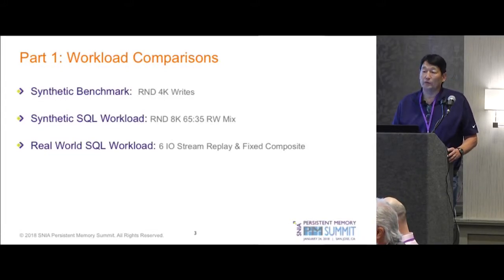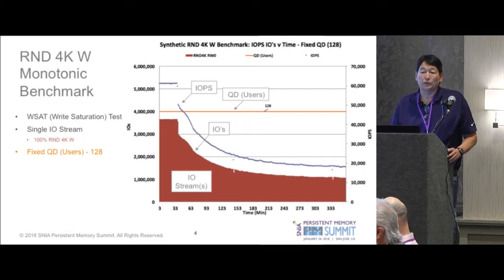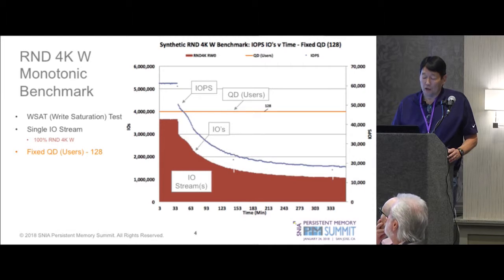So what do we mean when we say a random 4K benchmark? Basically, it's a single I/O stream that's just run monotonically. We usually keep the queue depth and thread count fixed, and it just runs across. In this case, all the red are the random 4K writes. For each I/O command, everything is a random 4K write. You can see the I/O count at the top of the red zone. You can see the blue IOPS, and the orange line is the queue depth, and the queue depth here is 128.